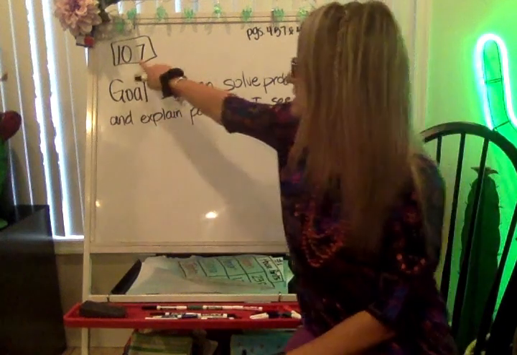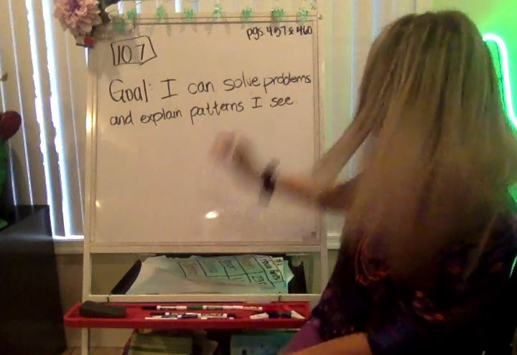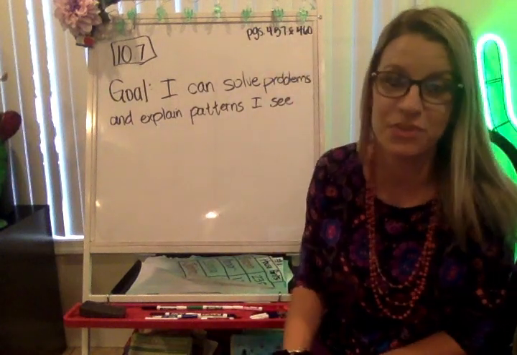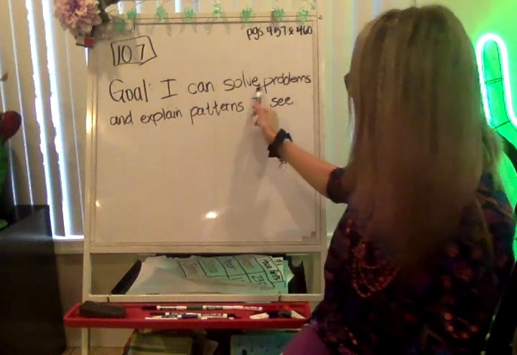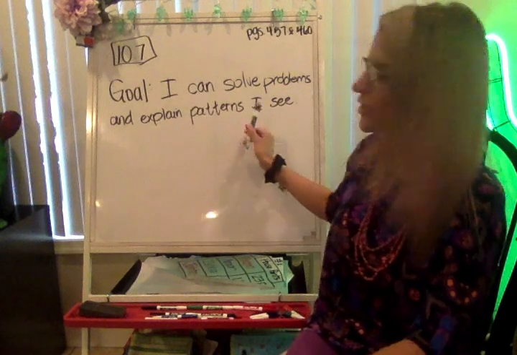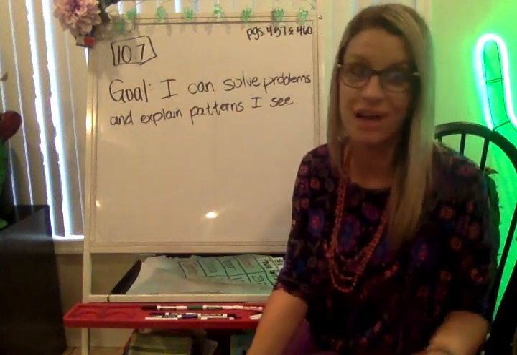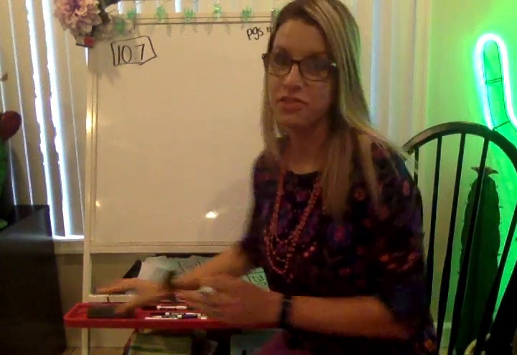We're going to be doing lesson 10-7 from our EnVision math curriculum. This is going to be referring to pages 451 and 460 from the workbook. The goal today is I can solve problems and explain patterns that I see. We're going to be looking at several problems that have something in common. Let's check out the first couple.